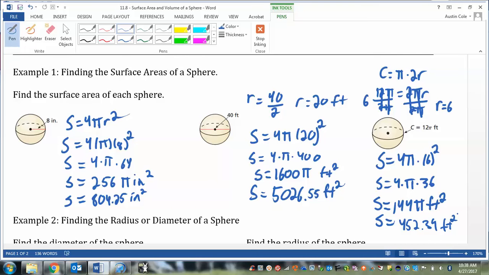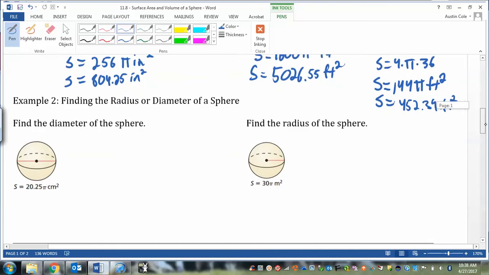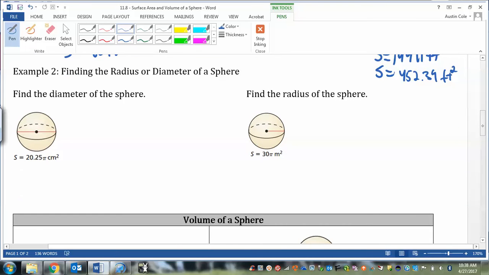All right. So if we know the surface area, we can work backwards and find the radius or the diameter. Okay? So what's our formula again? S equals 4 pi r squared. Okay? Now we know S, right? That's this right here. So we can plug that in. 20.25 pi equals 4 pi r squared.